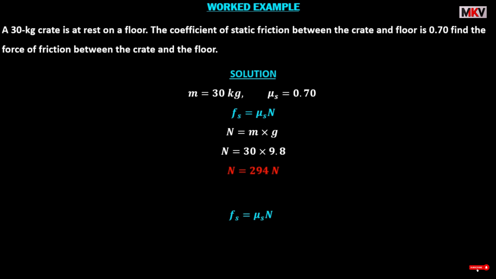We substitute the normal force and the static friction coefficient into the equation. That is 0.70 times 294. So the static friction between the crate and the floor is 205.8 newtons after computation. This means that the friction force between the crate and the floor is 205.8 newtons. To be able to accelerate the crate, the force applied to the crate should be equal to or greater than 205.8 newtons.